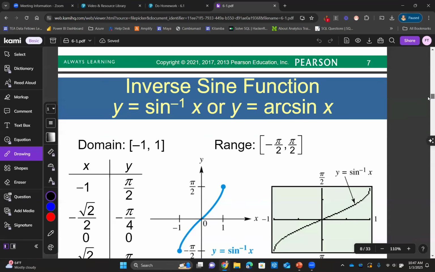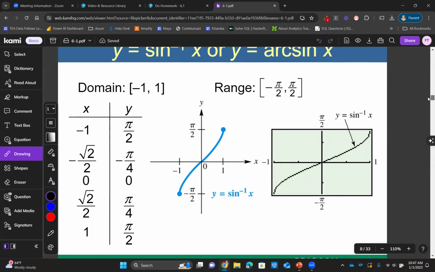So for the inverse sine function, you don't have to worry about its graph. I will never ask you questions about the graph of arcsine of x. But it is a good idea to know that the domain is the values you can use for sine, which is negative 1 to positive 1. And the range is negative pi over 2 to positive pi over 2.